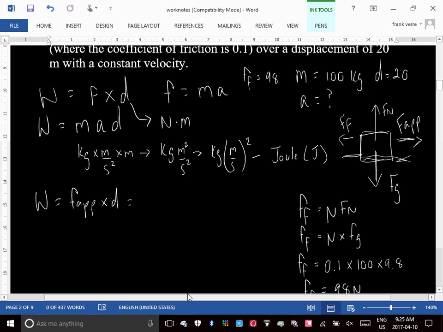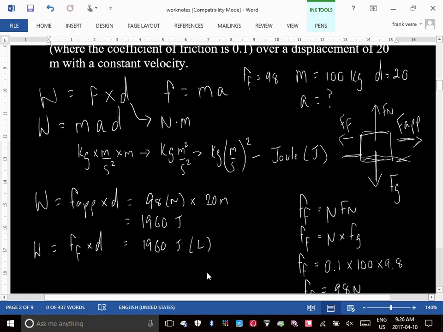Your force applied is pointing right. So it would be 98 newtons to the right times 20 meters. That works out to what, 1,960? And that would be joules. Now, here's the thing. If I said to you, what's the work done by friction? Well, that should be the same. The work done by friction then would be the same answer, but it would be 1960 joules to the left.